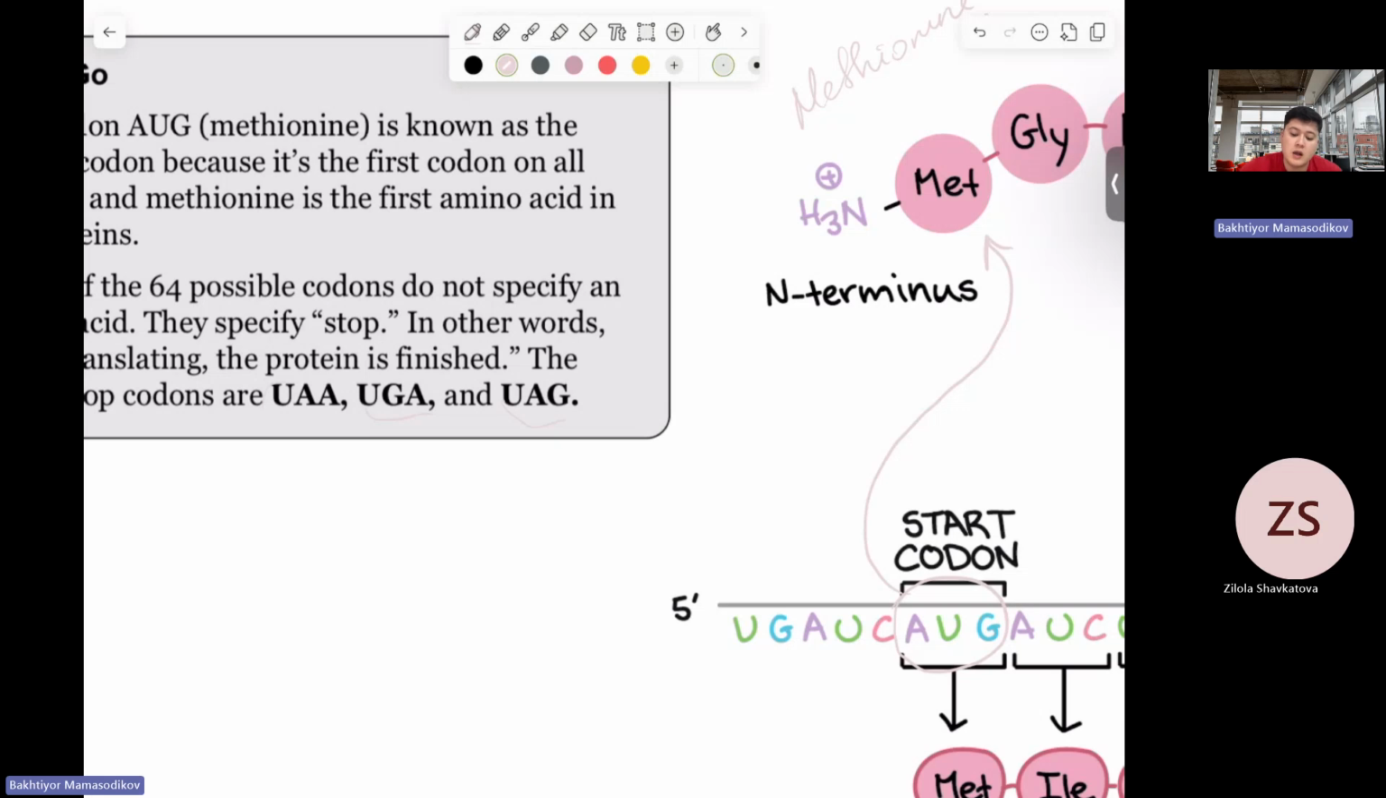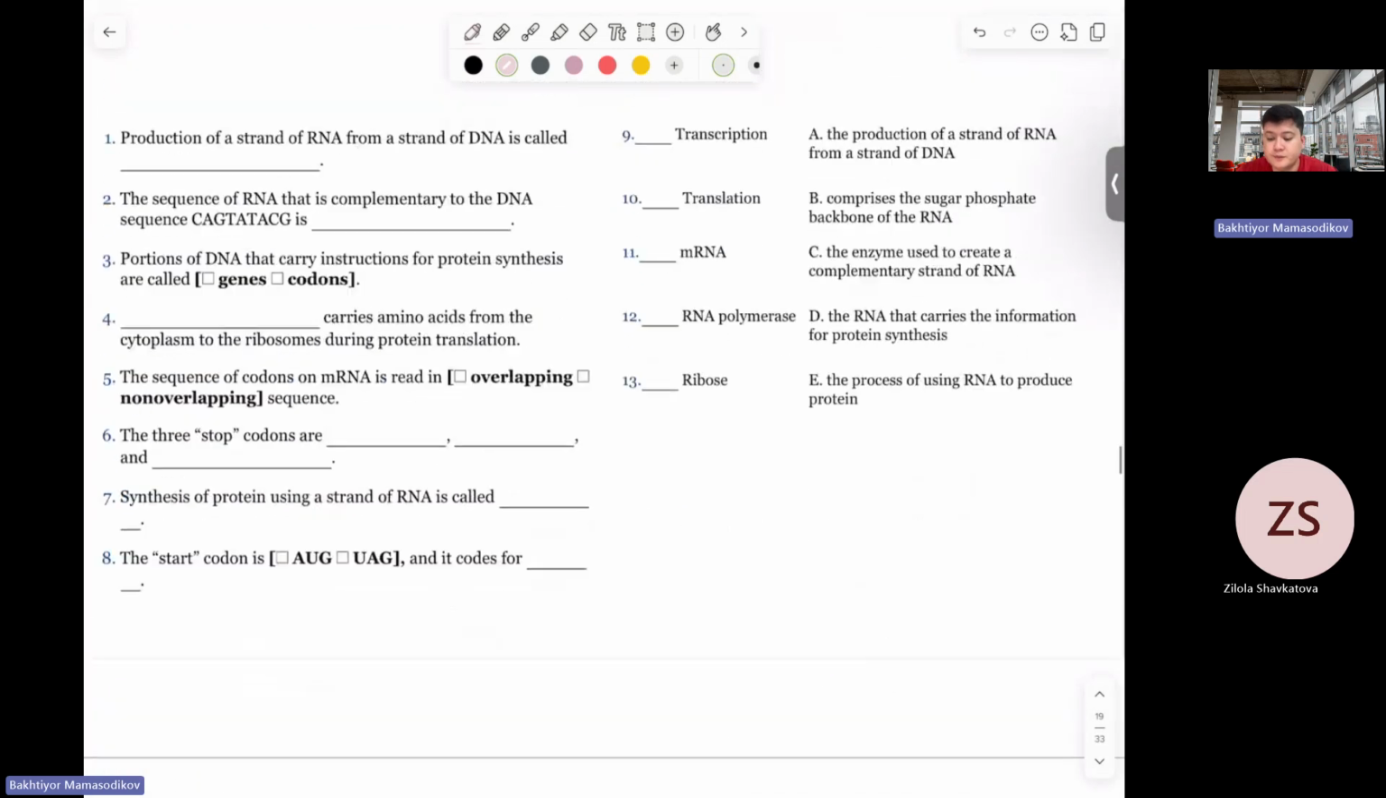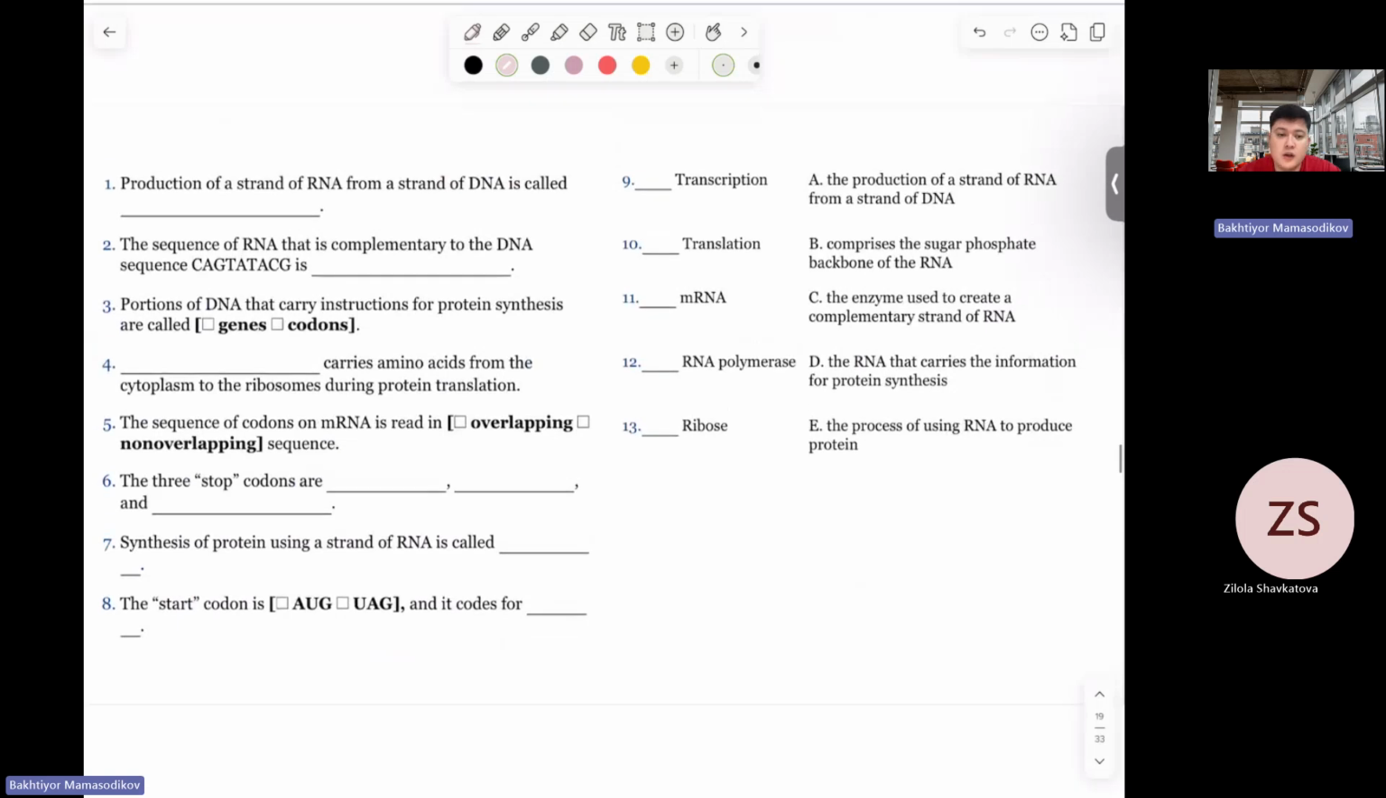If you see those sequences, you should think that they are stop codons, okay? Sometimes in the exam, you might be asked to find the stop codons, so you have to memorize them by heart. These are tasks you can do yourself, okay?